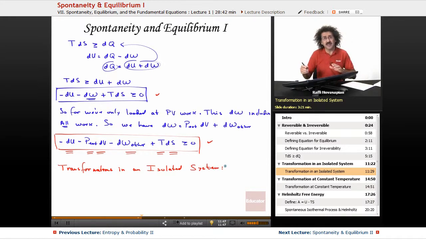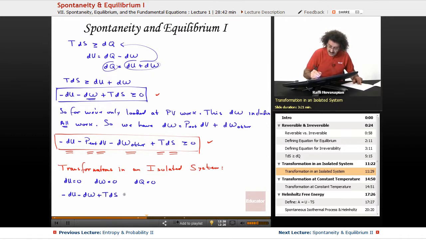Now, when a system is isolated, there is no exchange of energy. So dU is equal to 0. Well, there's no work done in an isolated system, so dW equals 0. And there's no heat exchange, so dQ equals 0. So if we have minus dU minus dW plus T dS is greater than or equal to 0.